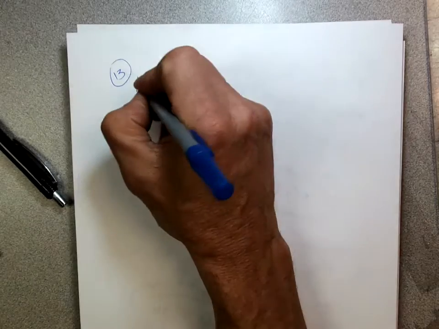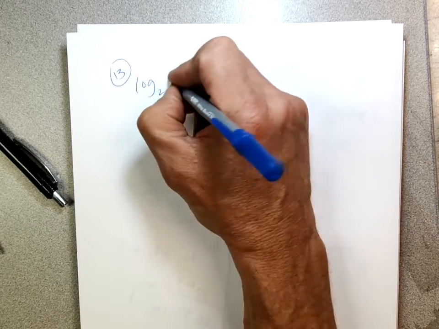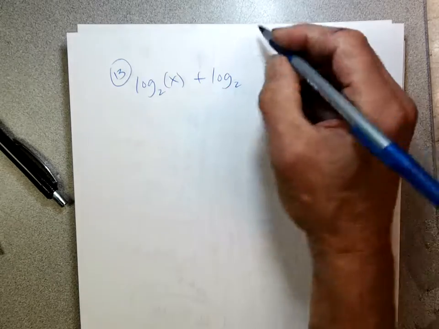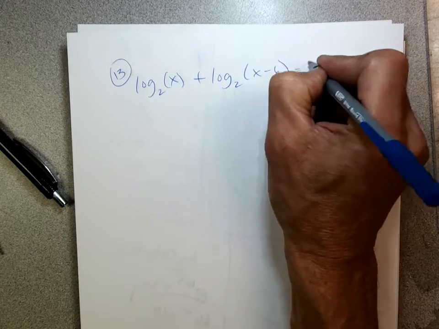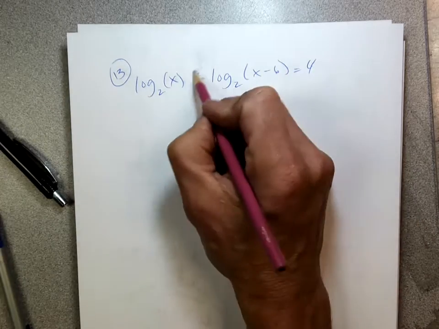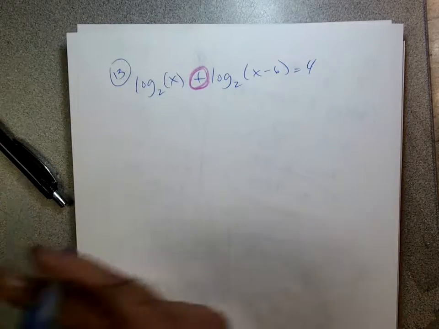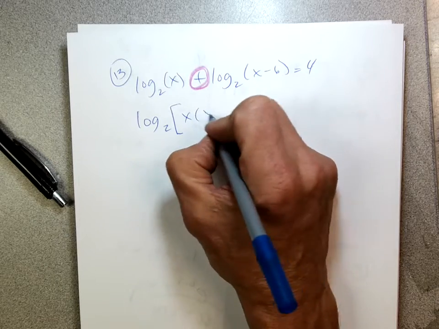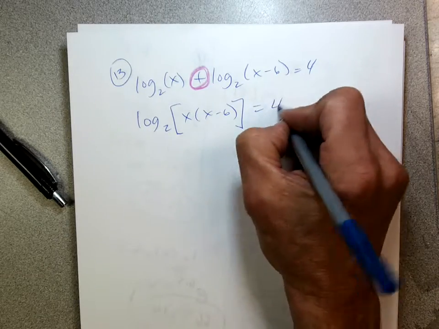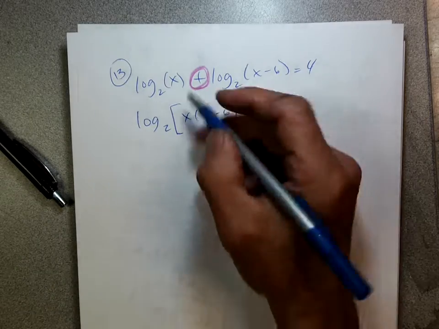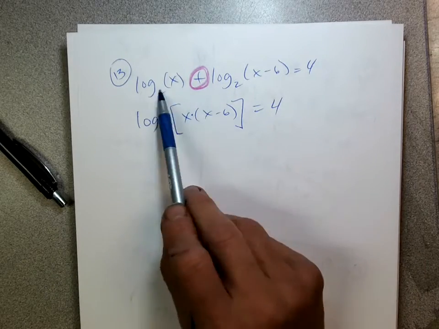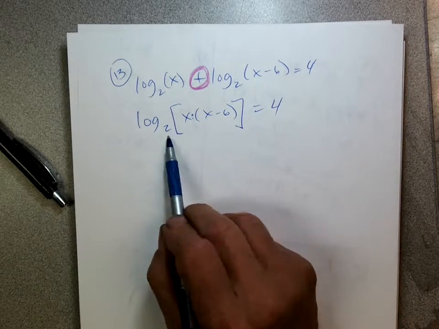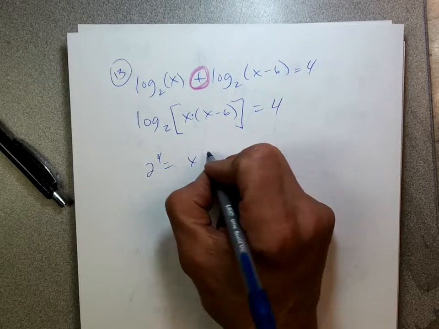Okay. Log base 2 of x plus log base 2 of x minus 6 equals 4. All right, so I need to combine them because this is plus. I will rewrite these logs as a single log. Log base 2 of x times x minus 6 equals 4. There's a times sign right here that we don't normally write, but because we added the logs, it came from multiplying the arguments. Okay, let's change it to exponential form. 2 to the 4 equals x times x minus 6.